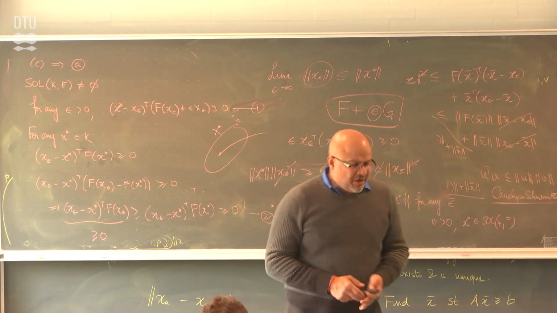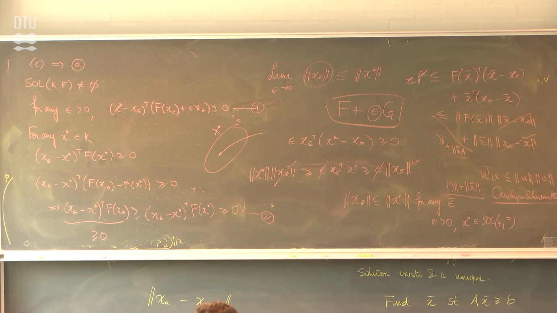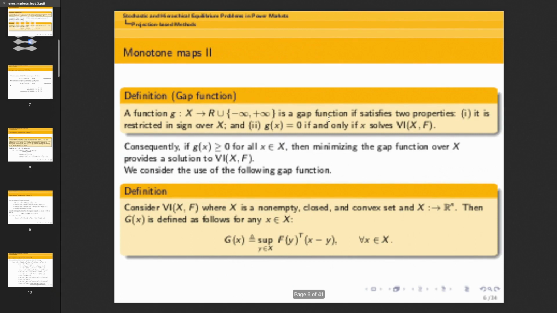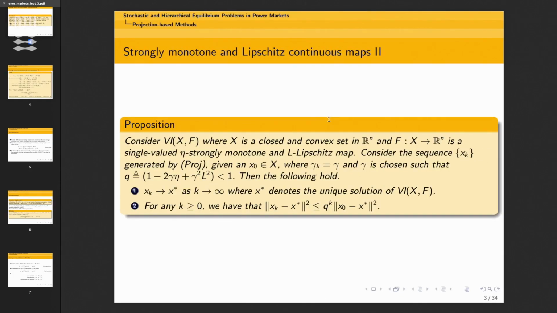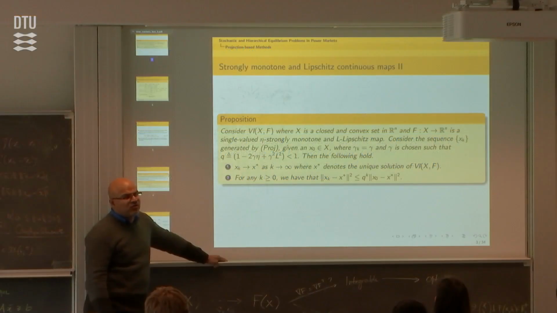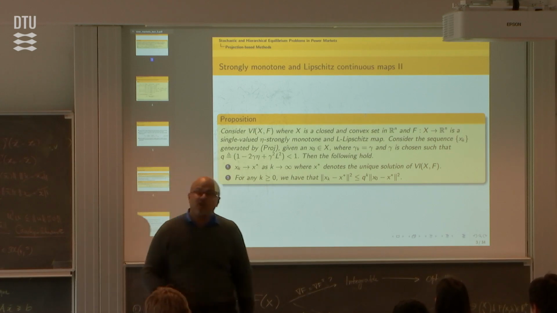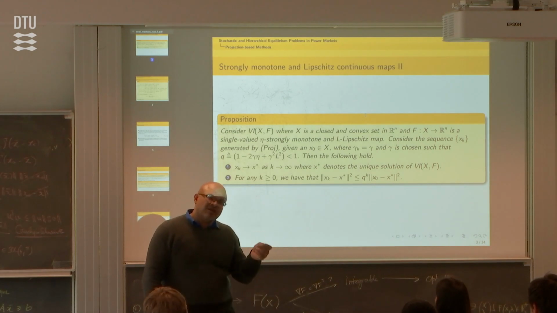Suppose you're trying to use this method, the projection method. What happens in this method when eta becomes small? So if eta is 10 raised to minus 4 and L is 10 raised to 4, then the step length is 10 raised to minus 4 divided by 10 raised to 8, which is 10 raised to minus 12. It's a very small step length.